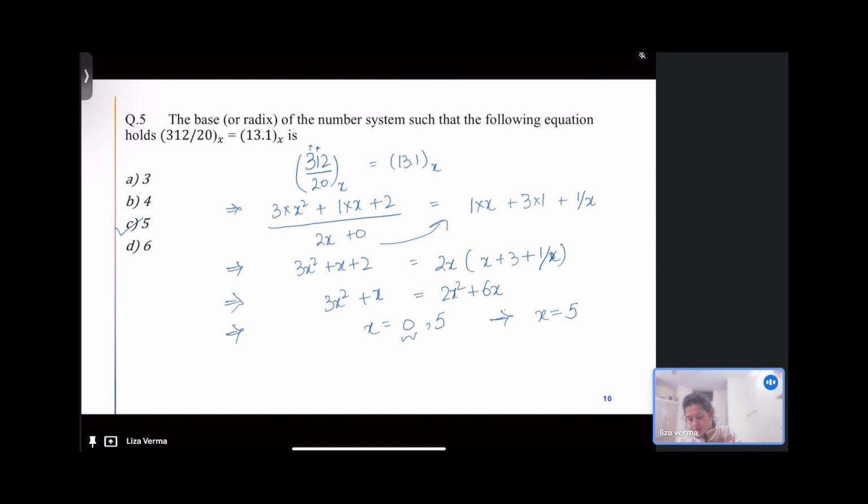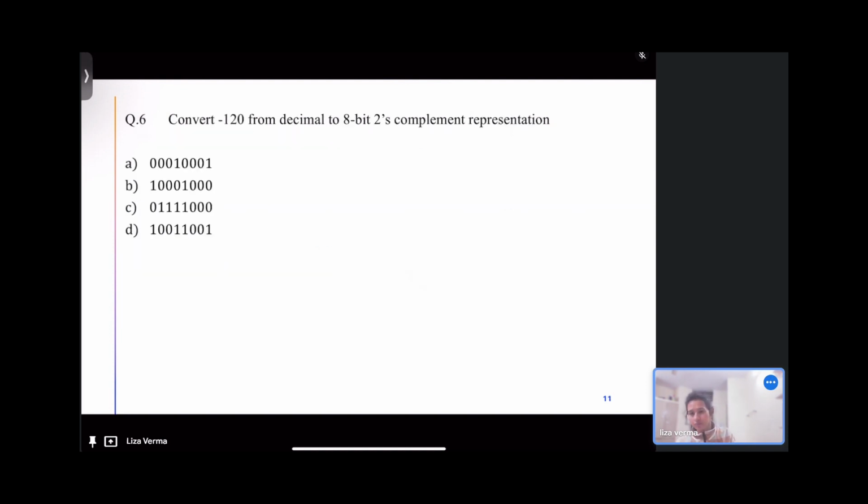Let's move on to the next question. Convert minus 120 from decimal to 8-bit 2's complement representation. Now we're given the number of bits, and we want to convert this minus 120, which must be in base 10, to 8-bit 2's complement representation.